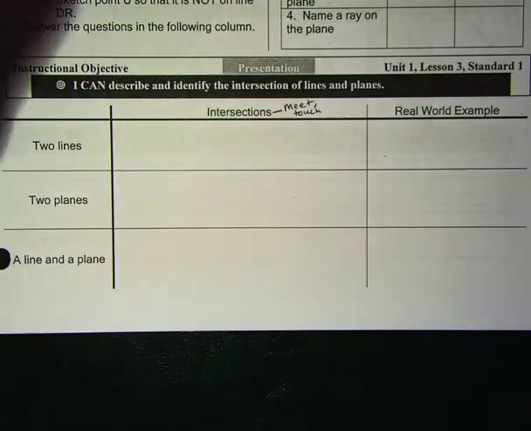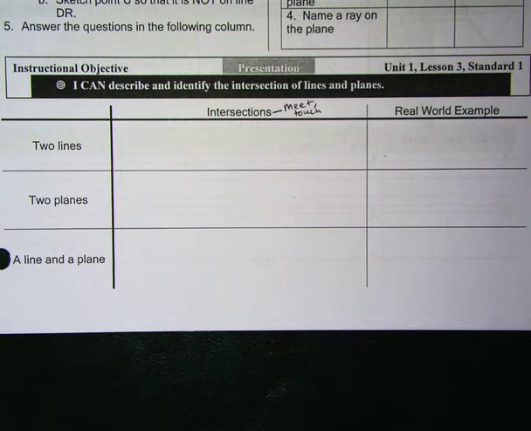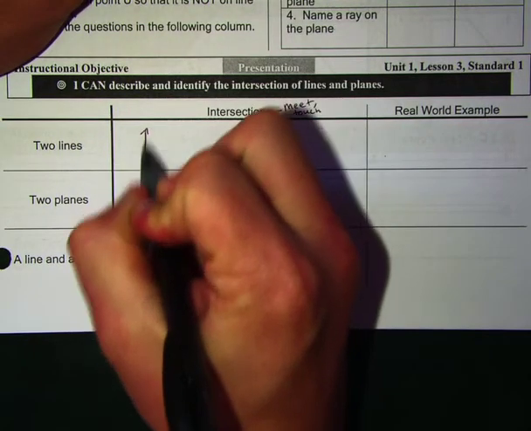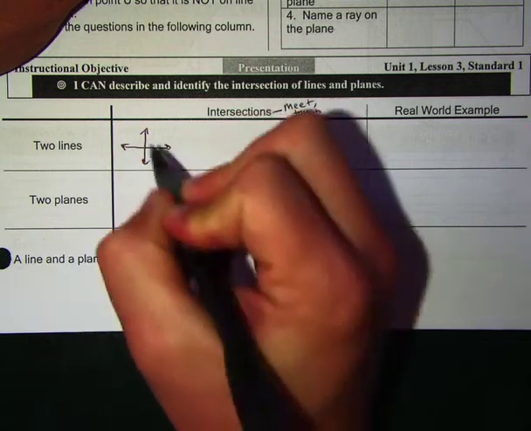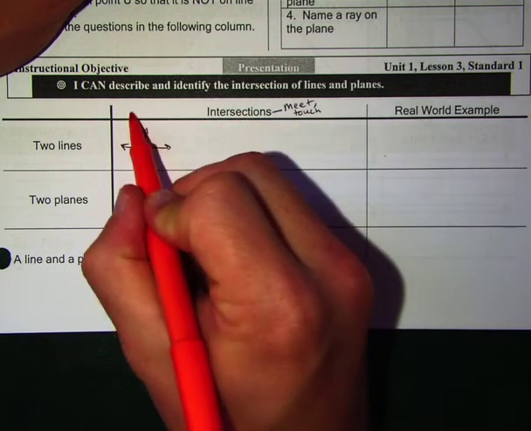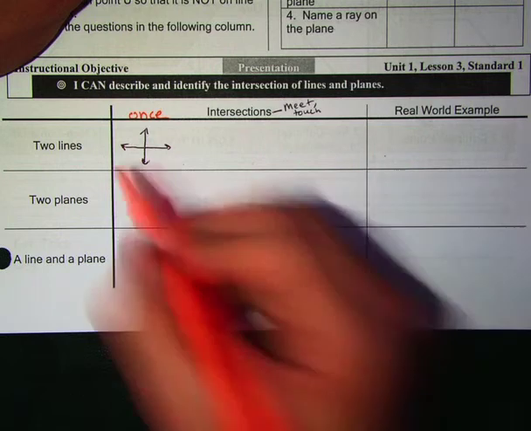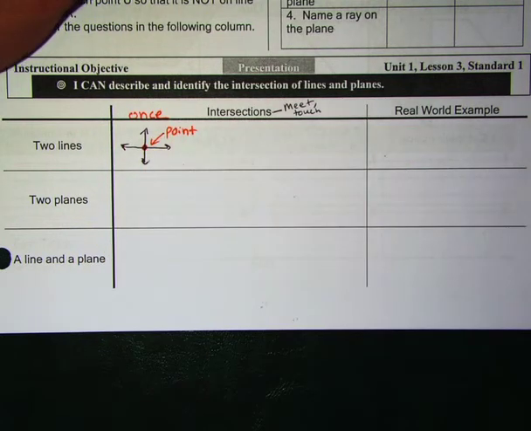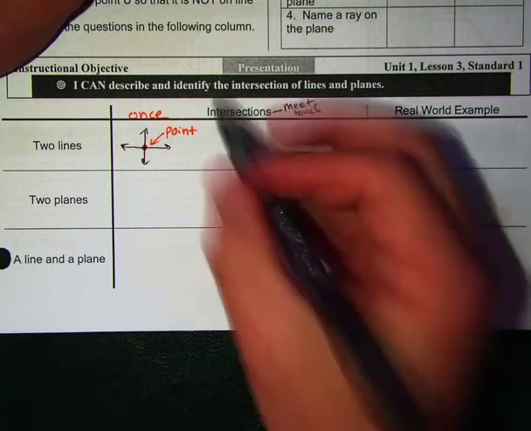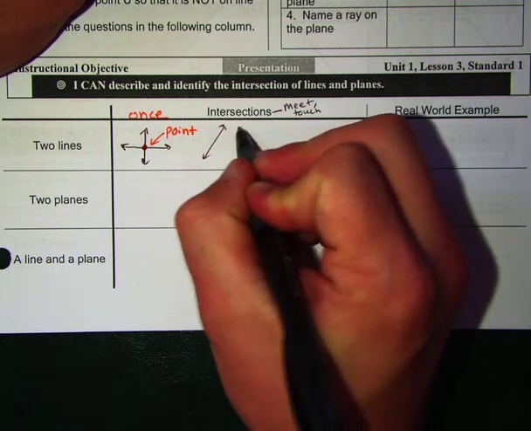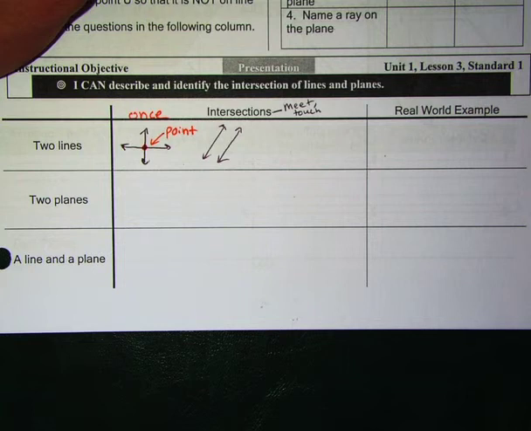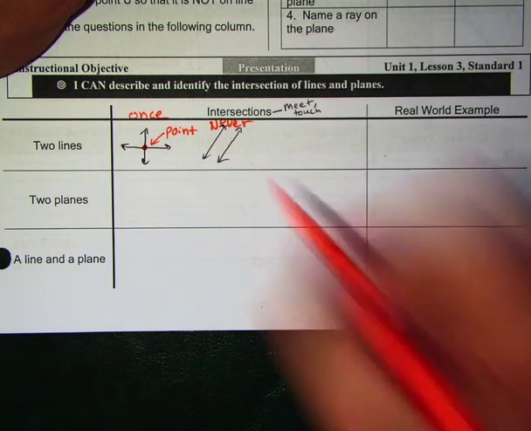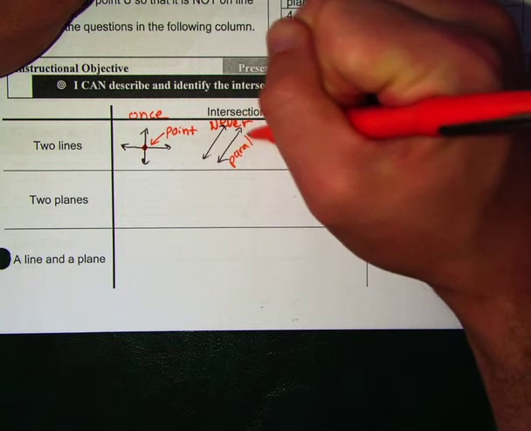So let's go ahead and set up our examples. So for once, here's a line. Let's sketch another one. And right here, these two lines are intersecting once. They're doing it at a single point. Now, we also talked about how two lines may never intersect. And that would be if they are parallel.